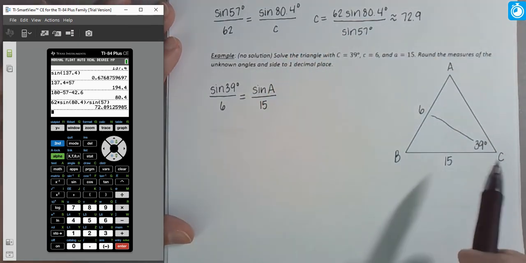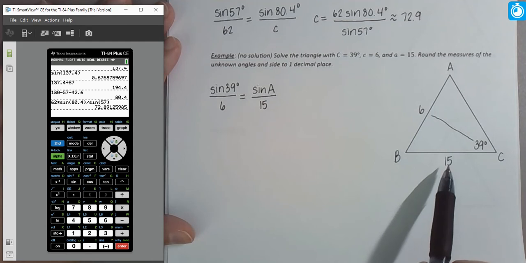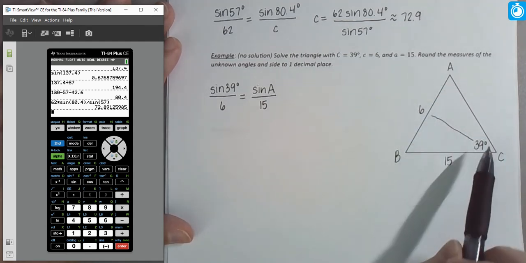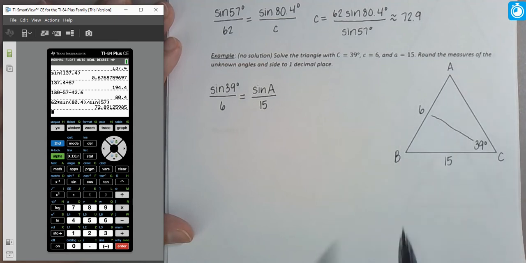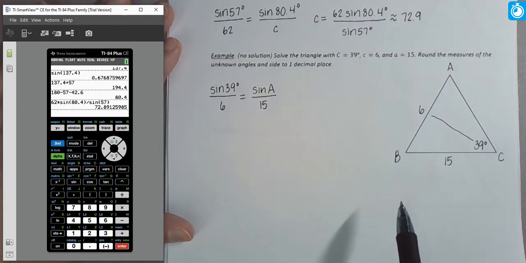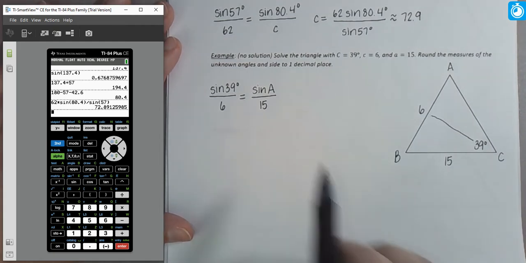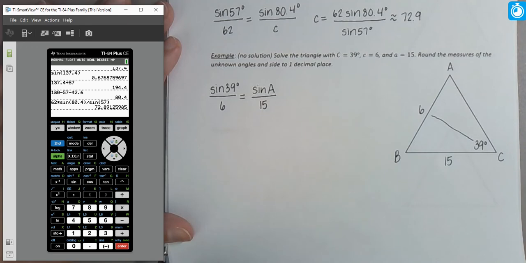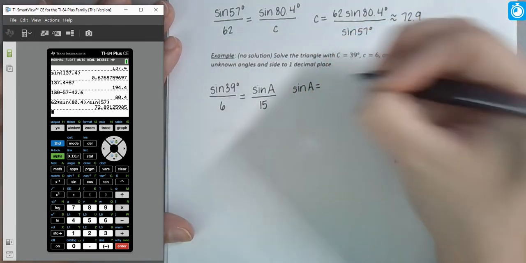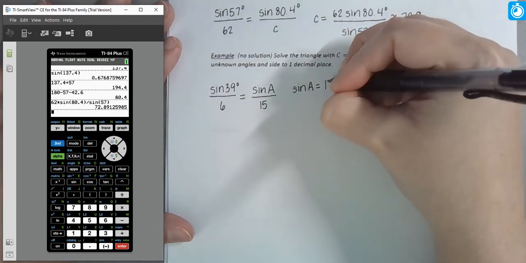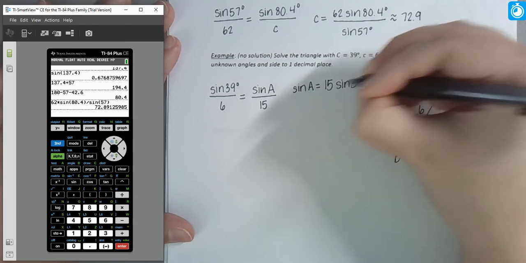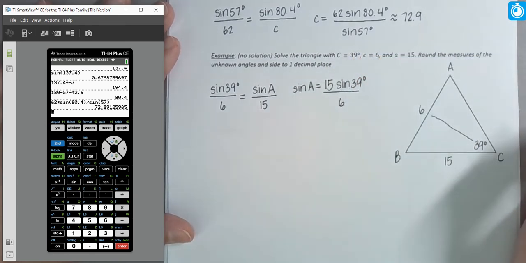Now to start with, because side A is bigger than side C, we expect angle A to be bigger than angle C. So the relationship works both ways. So in theory, when we solve for angle A, it should have an angle measure that's bigger than 39 degrees. So let's see what's going to happen here. So we can isolate sine A in one step. Just move that 15 over. So 15 times the sine of 39 degrees divided by 6.